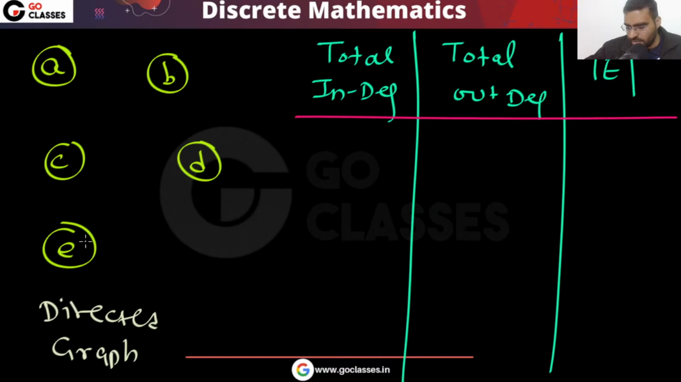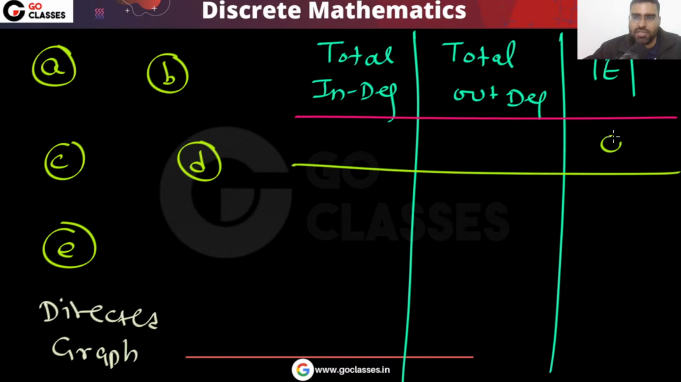Now you tell me, if I put at this point of time, how many edges? At this point of time, how many edges? 0 edges. Total out degree 0, total in degree 0. Now let me put one edge. Let me put this edge. Now you tell me how many edges? 1 edge. Total in degree is increasing by 1. Yes or no? Because of this edge, total in degree will increase by 1.